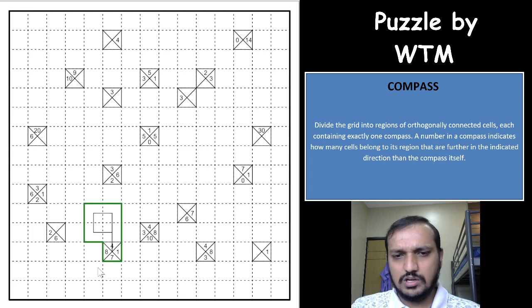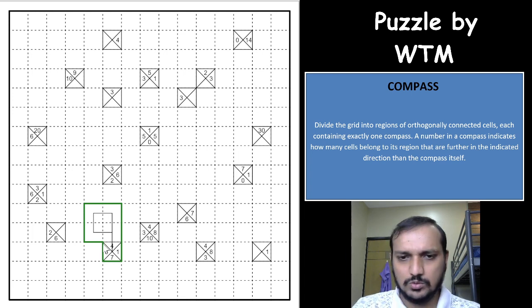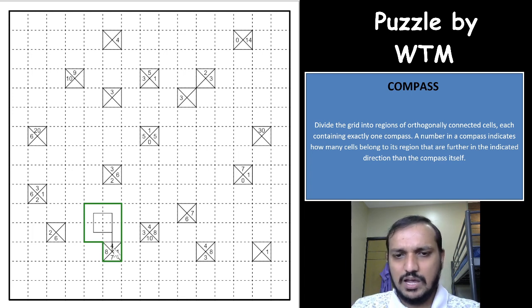If you see here, there are 4 directions in the compass: the up direction, the left, the right, and the bottom. The up direction number indicates the number of cells above it. So there are 4 cells, and this 4 is fulfilled. The left number indicates the number of cells left of it. Let us assume you have a 2 here, so you have exactly 2 cells left of this compass clue. You have 0 cells below this compass clue, and 0 cells right of it. So this region will have a compass clue of 4, 2, 0, 0. That is how you fulfill a compass clue.